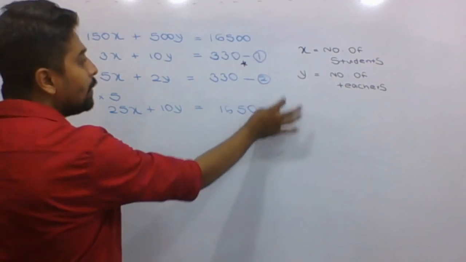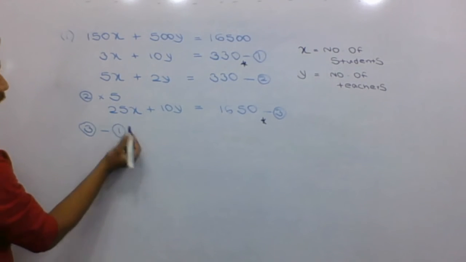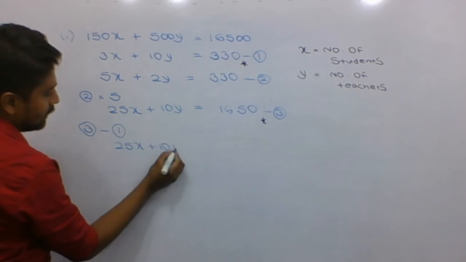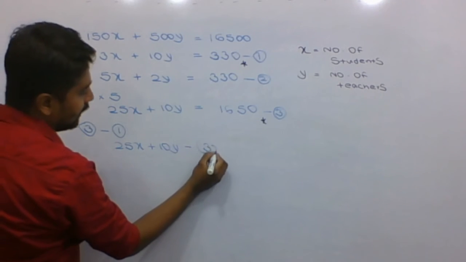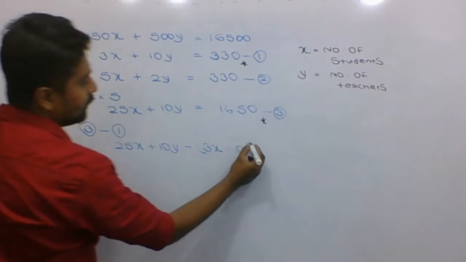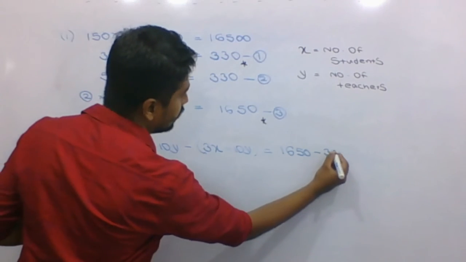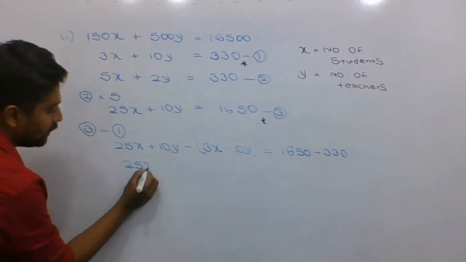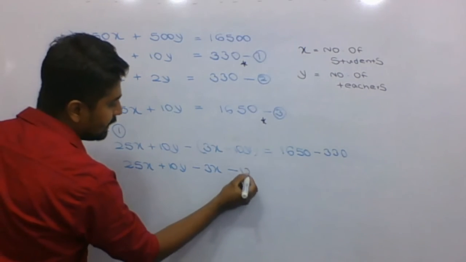I am doing 3 minus 1. අපි දන්නවා දැන් y අයින් කරන්න subtraction එක මෙතන කරන්න ඕනේ. So 25x plus 10y minus this one, 3x plus 10y, equals 1650 minus 330. So what happened when you simplify this one? 25x plus 10y, here 3x plus 10y.